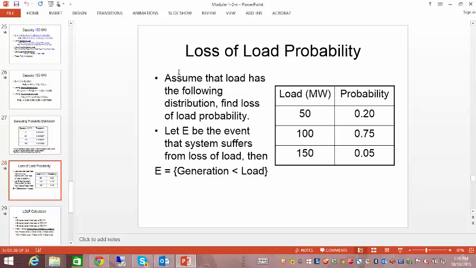Now let us have the load. Let us say that the load has the following probabilities. You have got 50 megawatt load, 100 megawatt load, and 150 megawatt load, and the probabilities of these levels are 0.2, 0.75, and 0.05.